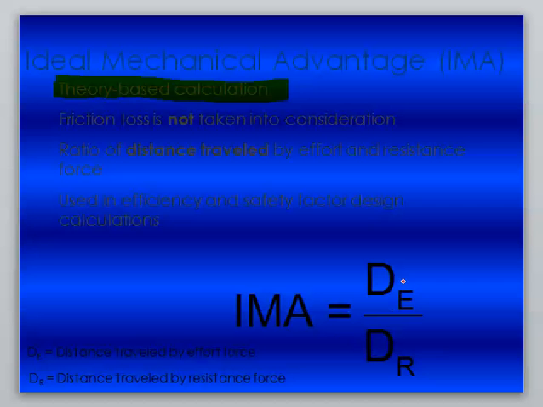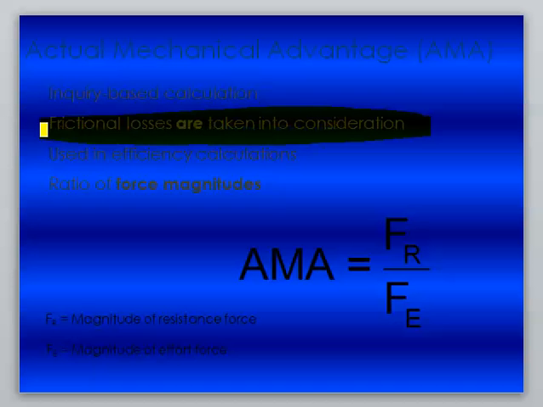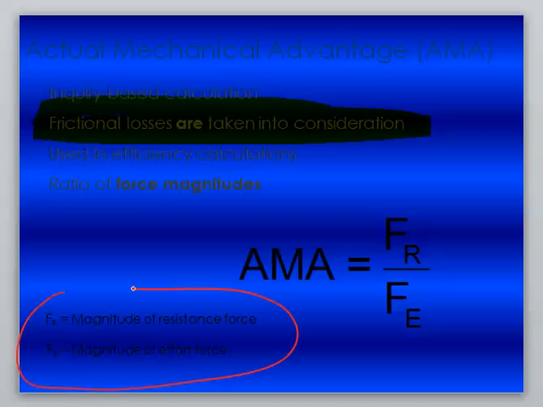IMA uses simply the distance. It's the effort distance over the resistance distance. But IMA is distance, and I don't know how else to tell you that, except right there it is. IMA uses distance. Actual mechanical advantage: in this situation, frictional losses are taken into consideration. That's important to realize. Actual mechanical advantage is going to be using force. Again, IMA uses distance and AMA uses force.